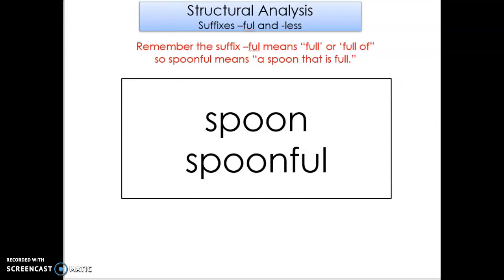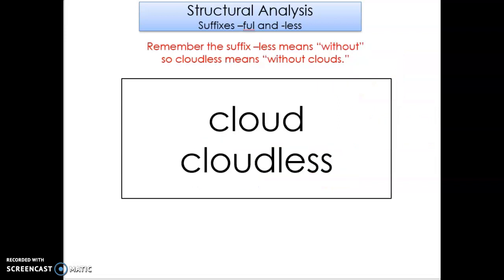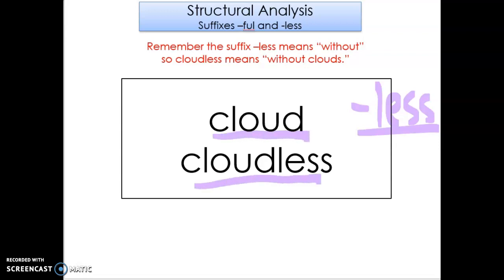Awesome. Really quickly, we have our suffixes FUL and LESS that we are focusing on this week. This word is spoon. If we add ful at the end, it means full of. So we have a spoon that is full. Okay. Here we have our suffix less, which means without. So we have the word cloud, then we make it cloudless, which means without clouds.